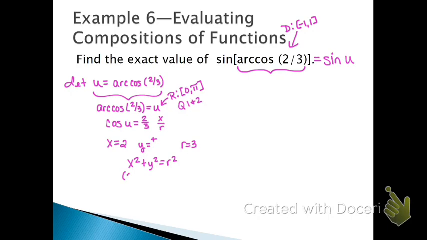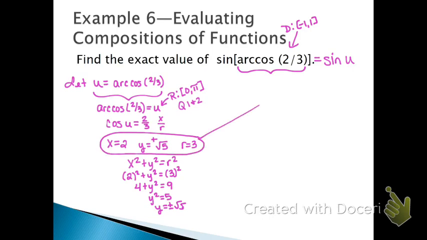Alright, so now let's work this out. So we got 2 squared plus y squared equals 3 squared. So I keep working. I got y squared is 5. So y is plus or minus the square root of 5. But you just told me y was going to be positive, so I'm going to use the positive square root of 5.